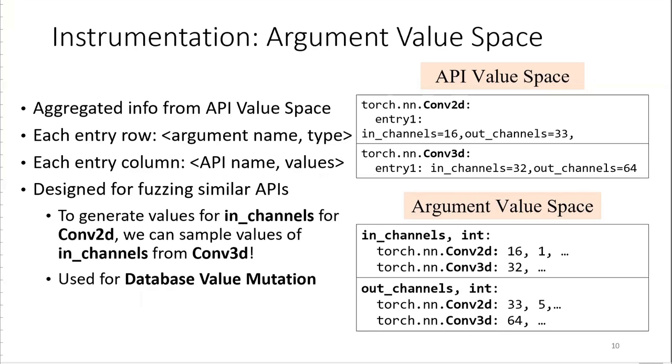The argument value space is constructed for fuzzing similar APIs. For example, to generate values for in_channels for conv2d, FreeFuzz can sample values of in_channels from conv3d, because we believe that values for an argument of one API can serve as potentially reasonable values for the arguments of similar APIs. We formalize this idea as database value mutation, which will be discussed later.